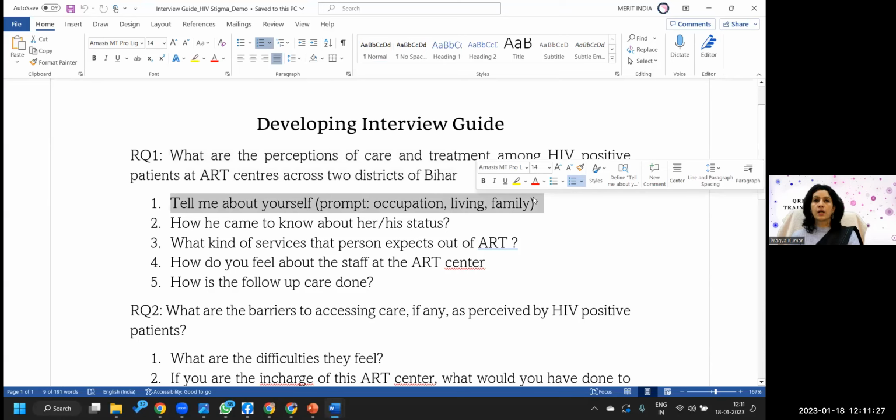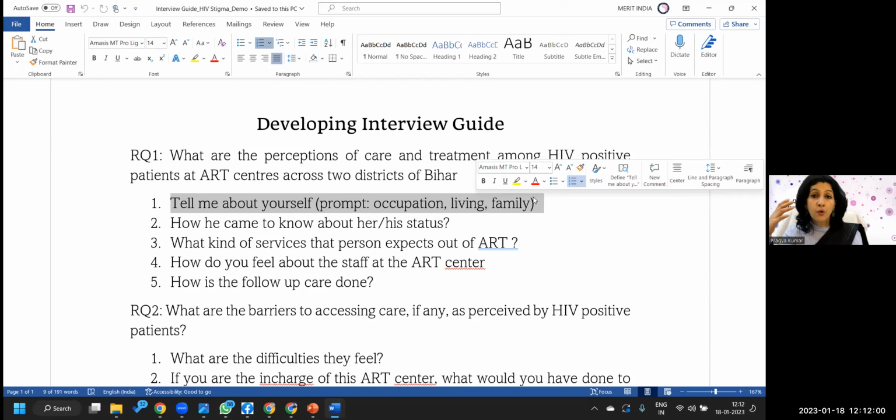Now there are two terms, prompt and probe. So what is the difference between prompt and probe? Prompt is to help them in remembering something. Like if you ask them, tell me about yourself, and if they don't understand, then I may say, okay, tell me about your job, where you live, and tell me about your family. So you can give them a prompt so that they are clear what you mean by tell me about yourself. So this is a prompt.